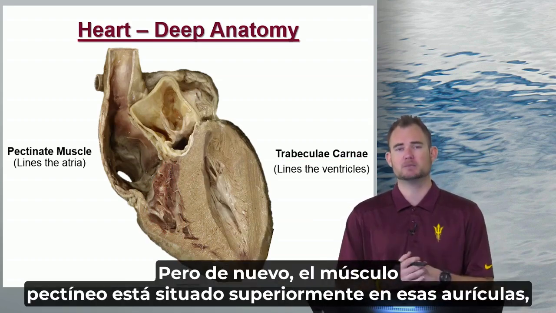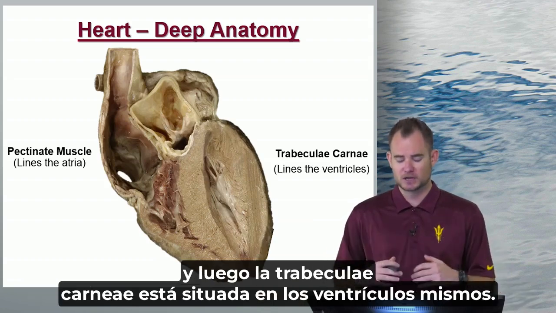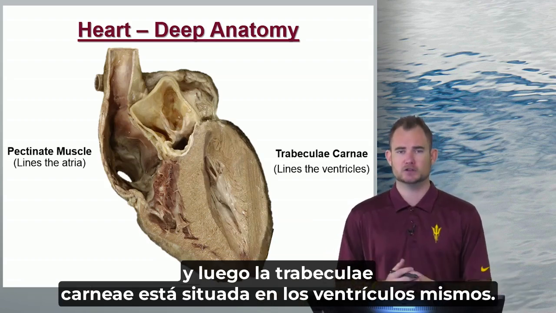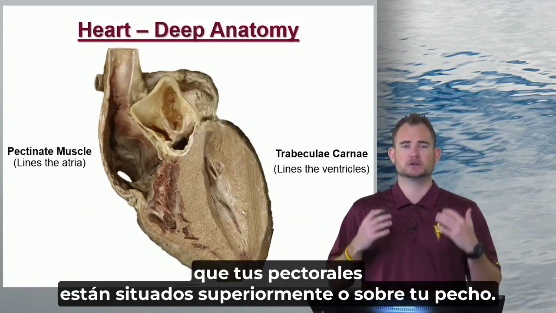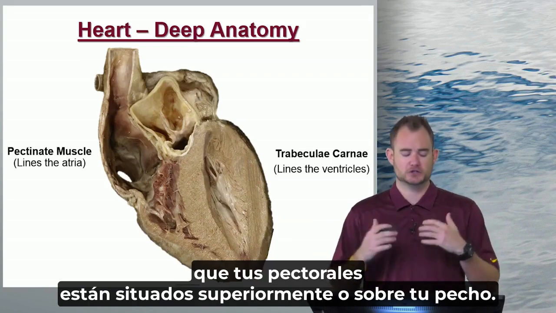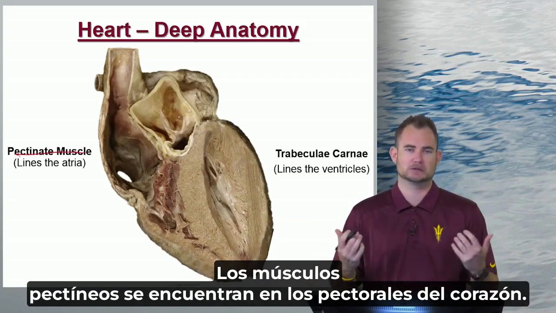But again, the pectinate muscle is located superiorly in those atria, and the trabeculae carneae is located in the ventricles themselves. The way I like to remember it too is your pecs are located superiorly, or on your chest. The pectinate muscles are located in the pecs of the heart, if that helps.